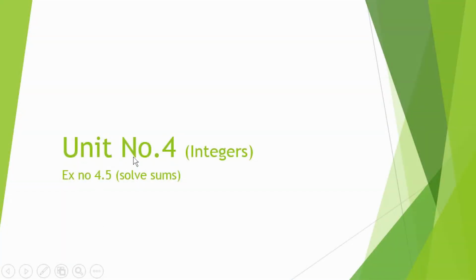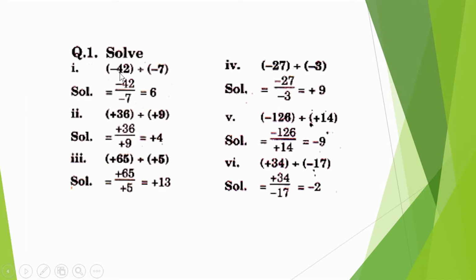Assalamu alaikum students. Today our topic is unit number 4 in teachers exercise number 4.5. Solve minus 42 dividing by minus 7. 7 sixes are 42, minus minus plus. Now 36 dividing by 9, 9 fours are 36, and the sign will be plus plus plus.